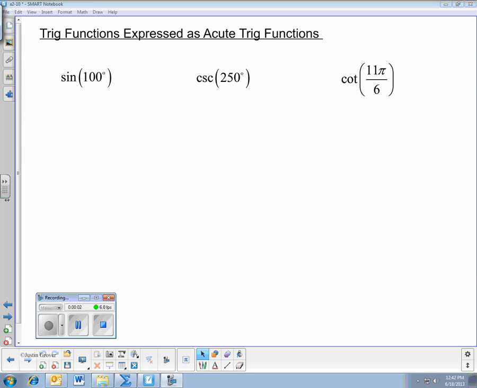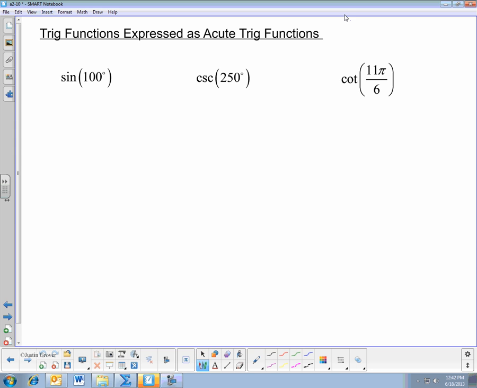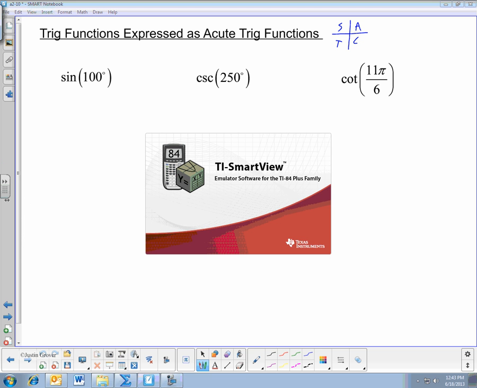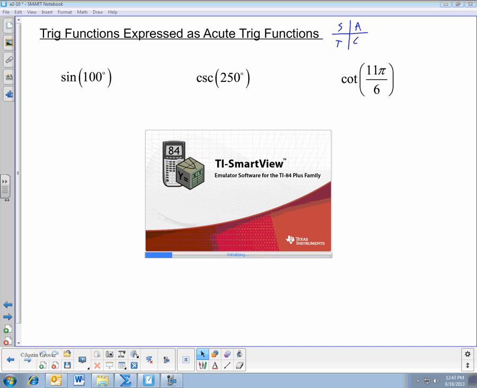Trig functions expressed as acute trig functions. To understand this, you need to have a pretty good basis of a lot of the trig stuff before this. And one of the more important things is remembering All Students Take Calculus, the signs of the various quadrants and things like that. I'm just going to bring the calculator up to help me here, especially for the signs.